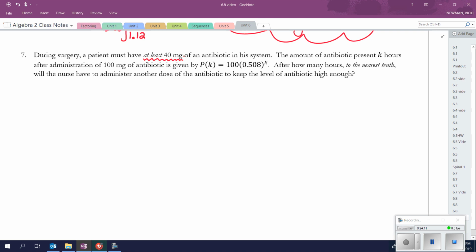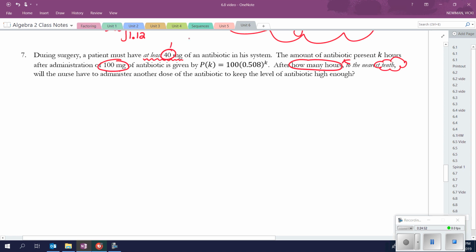The amount of antibiotic present K hours after administration of 100 milligrams, so whoop, whoop, whoop, there's our beginning, is given by this function. And now, so they're messing with you. They're calling it K instead of T, because why not? P of K is 100 times 0.508 to the K. After how many hours, so we're solving for K, to the nearest 10th, there's our rounding directions, will the nurse have to administer another dose of the antibiotic to keep the level of antibiotic high enough? So we have to stay at 40, which is what we're going to call our final amount.